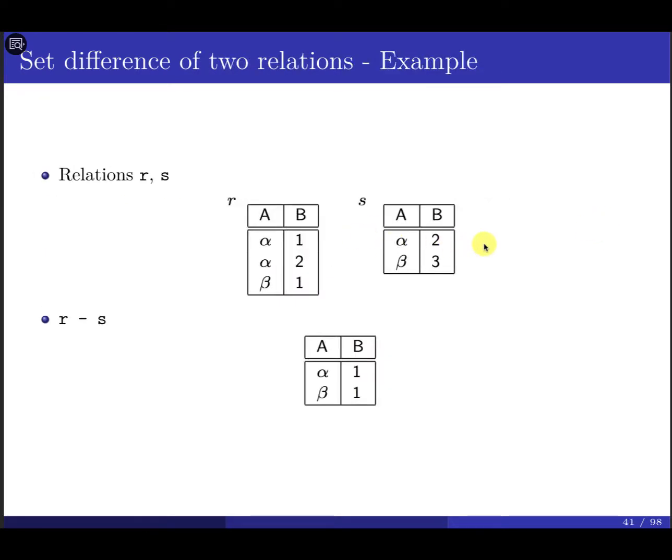So here, in R but not in S: it looks like alpha 1 is in R but not in S. Alpha 2, no, because it exists here. Beta 1 is in R but not in S. So this is the result that you end up with. Remember, if you have a duplicate value, you just need to eliminate it. Okay?